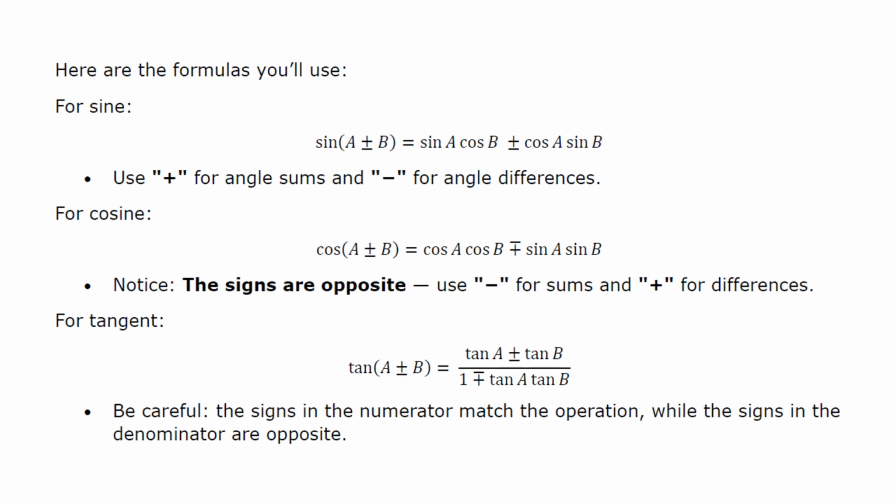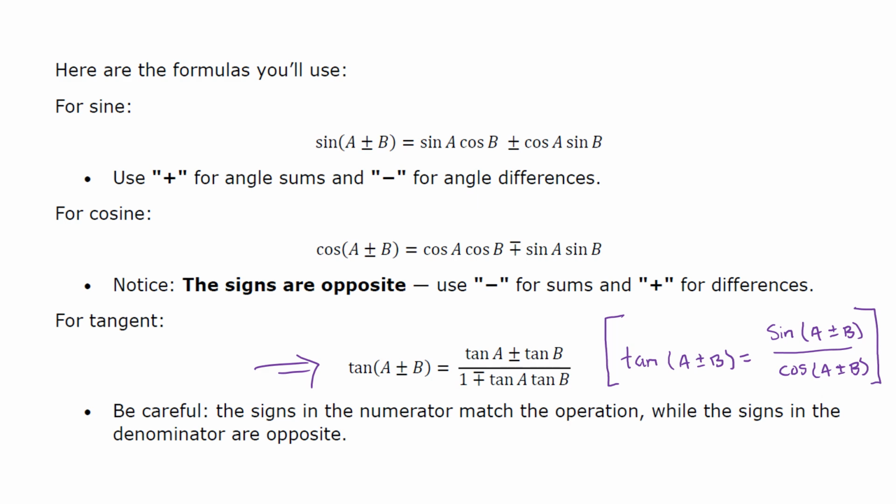Now this tangent formula is derived from the formula tan A plus or minus B equals sine A plus or minus B divided by the cosine A plus or minus B. So if we take the formulas for sine A plus or minus B divided by cosine A plus or minus B, and we simplified it all the way down, we would get the formula for tan A plus or minus B. So sometimes when you are solving problems involving the sum and difference formulas for tan, you might utilize either formula.